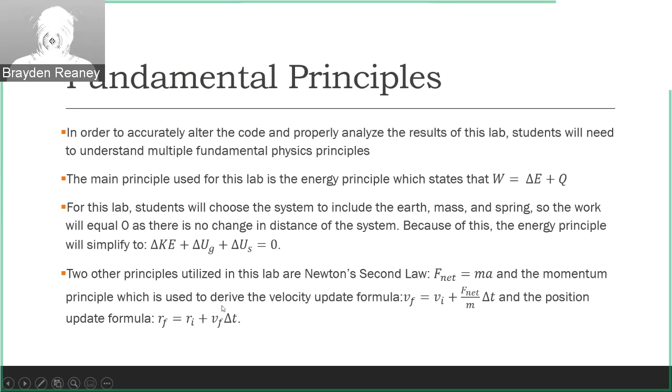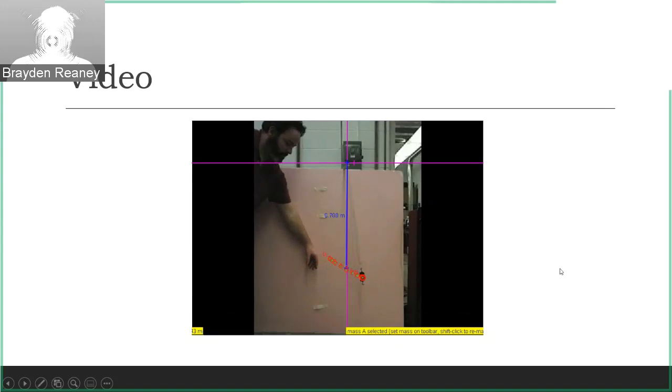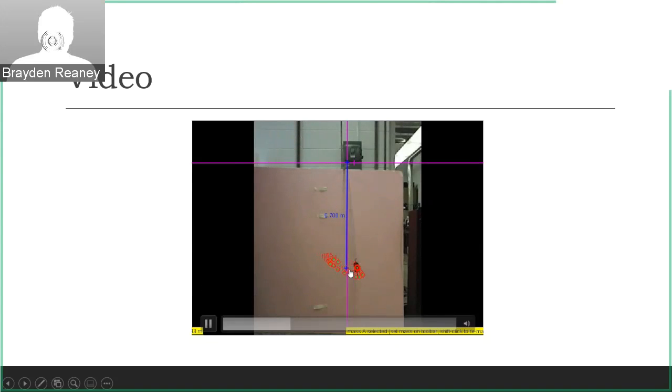Here's a general video used for everyone, and you can see my tracker points of the center mass of the spring, and you can see it's going horizontally and vertically.